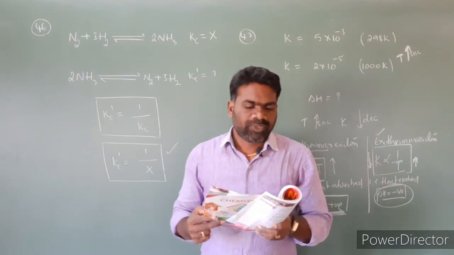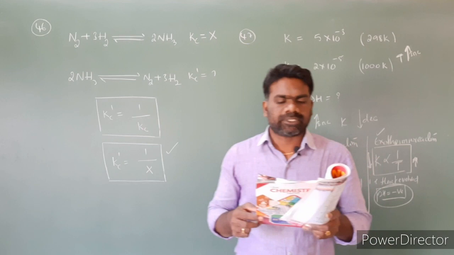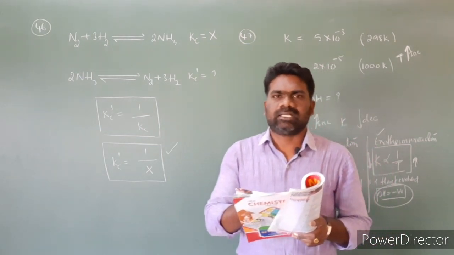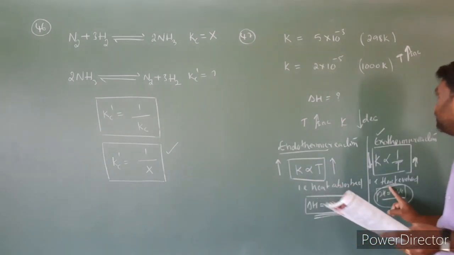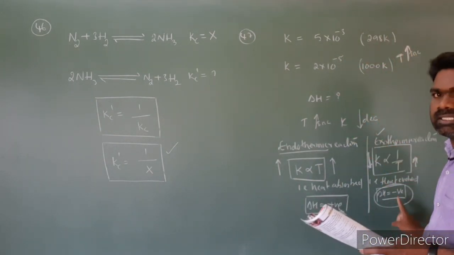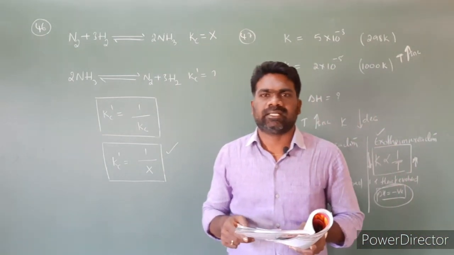So look at the options. The first option, delta H is positive, and the second option, delta H is negative. So the second option is correct. Delta H is negative for this question. When temperature increases, K decreases, delta H is negative. So for question number 47, the second option is correct.